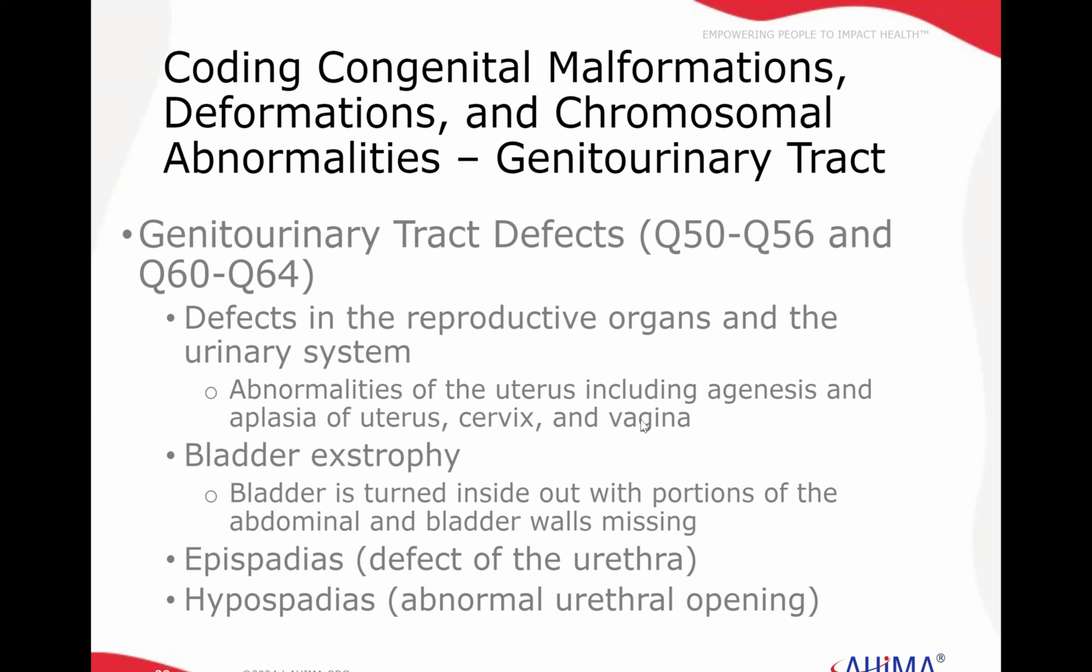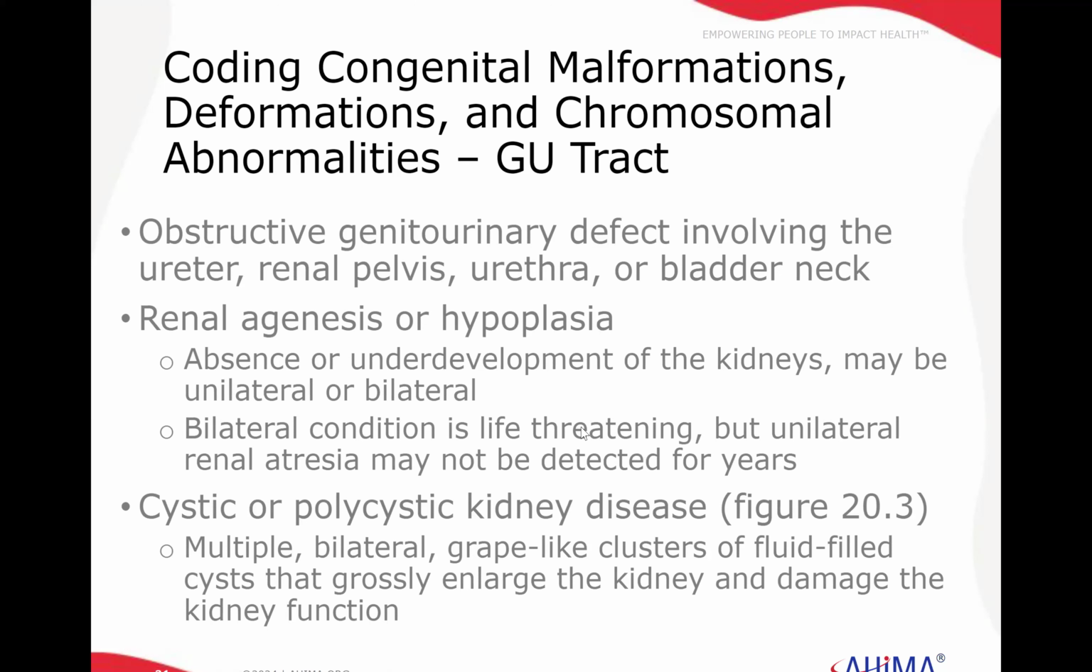We have genitourinary tracts, Q50 through Q56 and Q60 through 64. And these can be things with the urinary system. These can be the reproductive organs, what have you. Right? We can also have the epispadias, is the defect of the urethra, or the hypospadias, the abnormal urethral opening that requires surgery. And again, more of these types of things, the obstructive genitourinary defects, what have you.